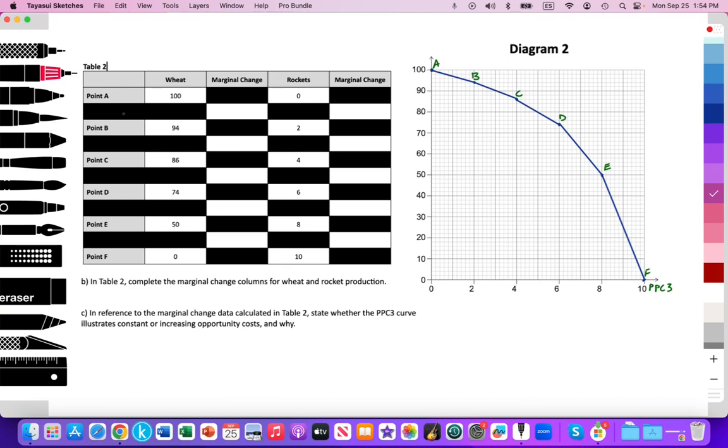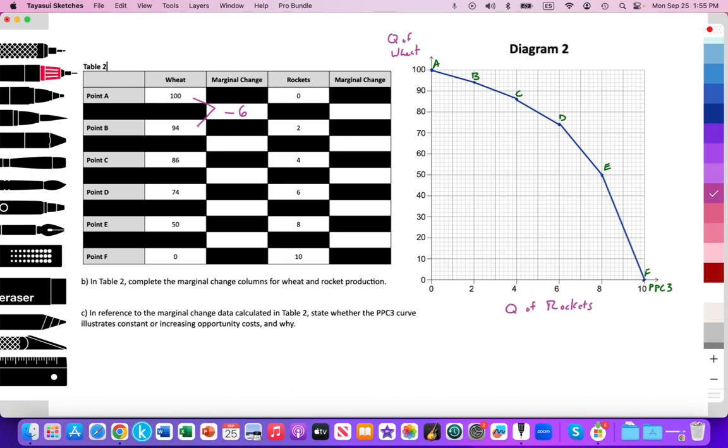It says in table 2 up here, complete the marginal change columns for wheat and rocket production. So here we have marginal change, these columns here, and so we're just going to use basic subtraction to calculate the rate of change. So here we have 100 minus 94, and so we have wheat production declining by 6 million metric tons. Even though we don't have the values here from the previous question, we're assuming millions of metric tons. And I'll go ahead and also label this. I should have done that already. This will be the quantity on the y-axis of wheat production going from 100, and then here we have the quantity of rocket production going from 0 to 10. So quantity of rocket outputs, rockets.